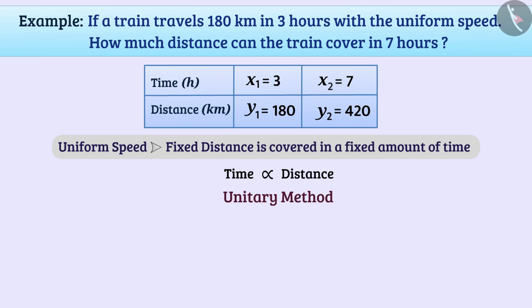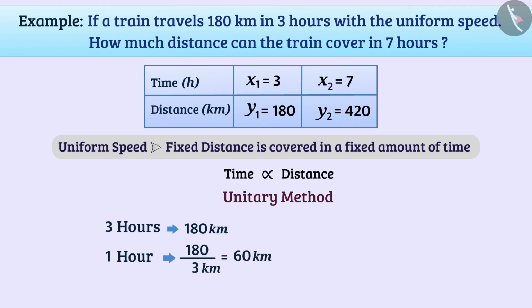Absolutely right. We can solve it with a unitary method. The train covers a distance of 180 km in 3 hours. In this way, in 1 hour, it covers 180 by 3 km distance, that is 60 km. Therefore, in 7 hours, the train will cover a distance of 7 multiplied by 60 km, which is equal to 420 km.